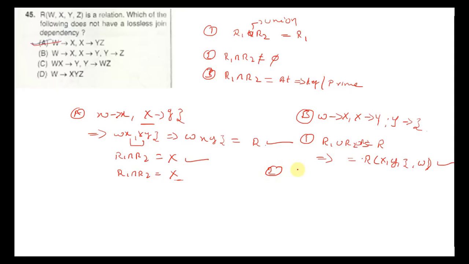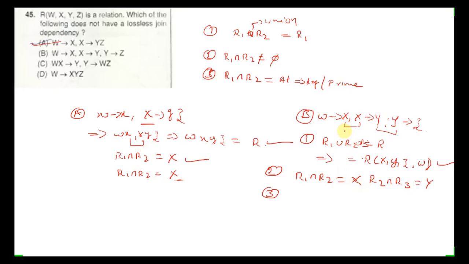And what is the second condition? That is the intersection of these relations. First take R1 intersection R2. What is R1 intersection R2? It is not equivalent to 0, right? It is not equivalent to null. Here R1 contains WX and R2 contains XY, and the common element is X. If you perform the intersection of R2 and R3, Y is a common attribute, so it is also not equivalent to the null value.